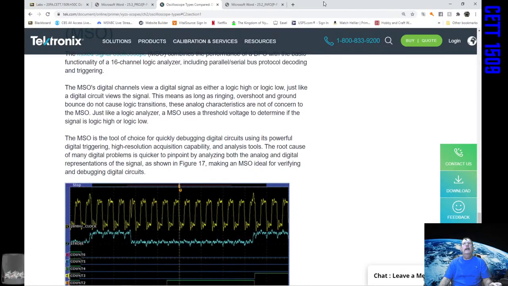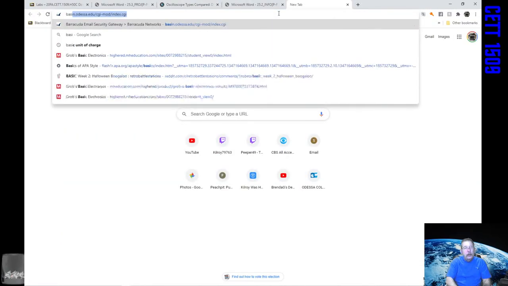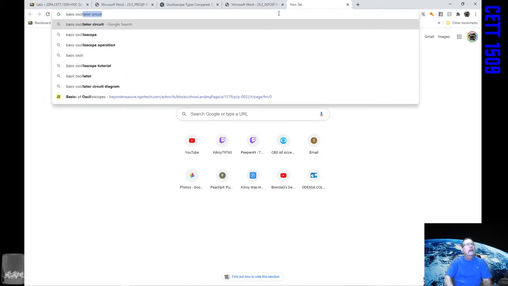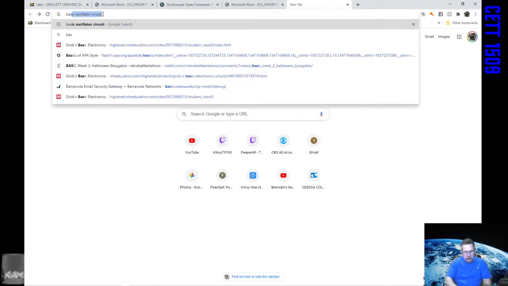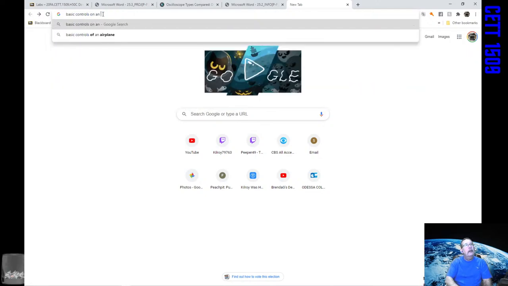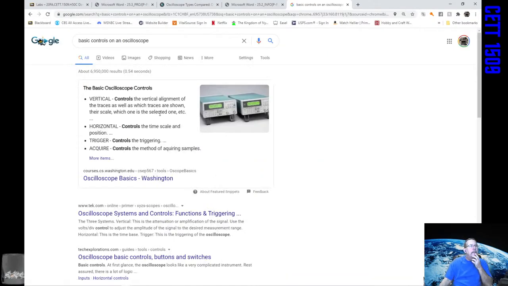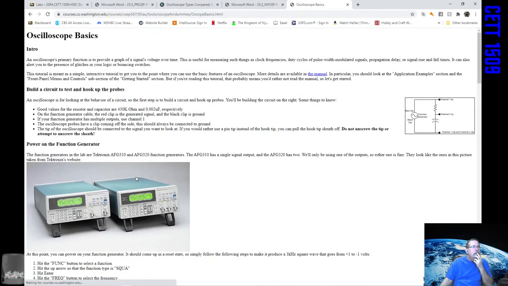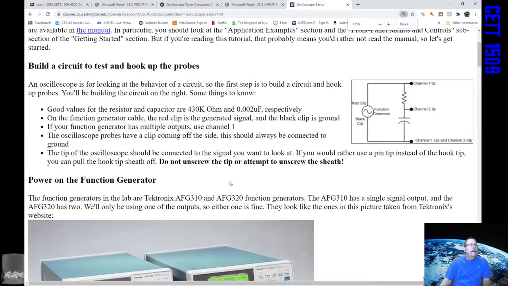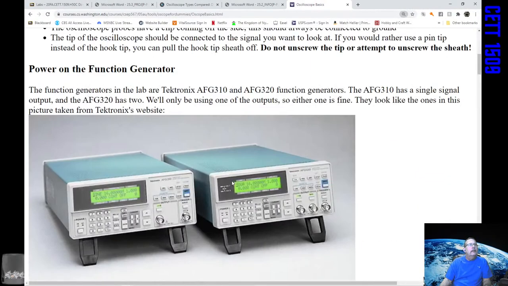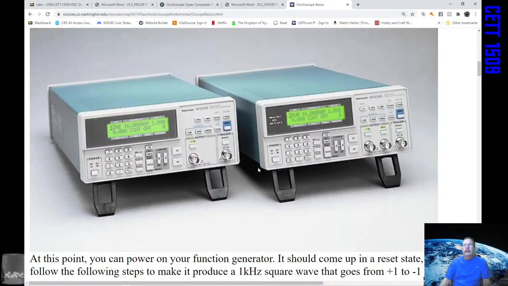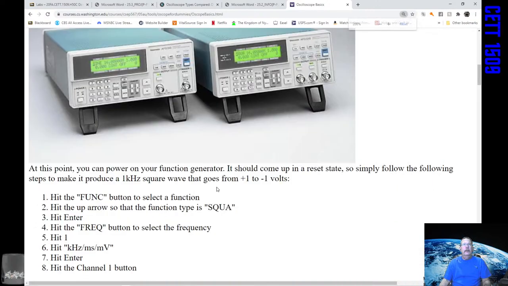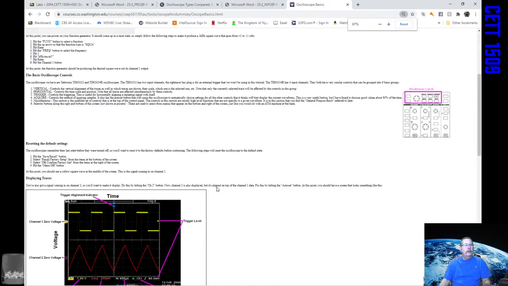Let me see if I can find something else. That's an oscillator circuit. No, we don't want that. Let's see how good this shows up. Yeah, that doesn't show it very well. And this isn't the oscilloscope either that we've got up there.